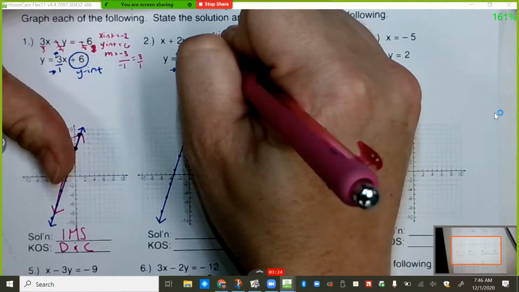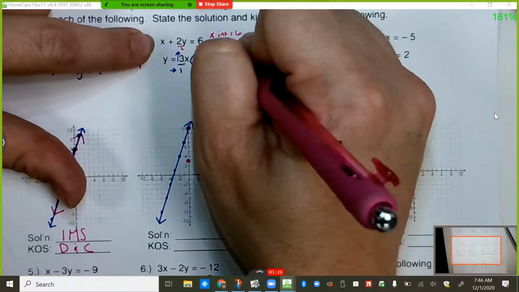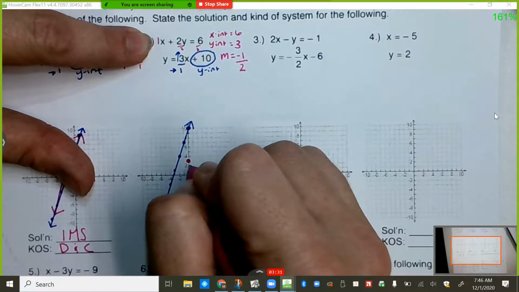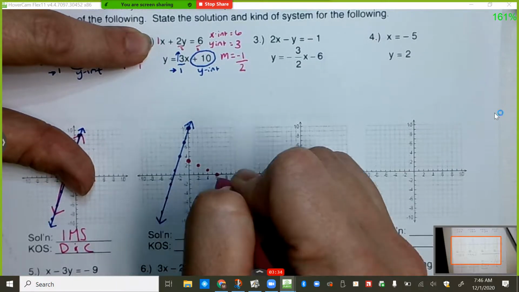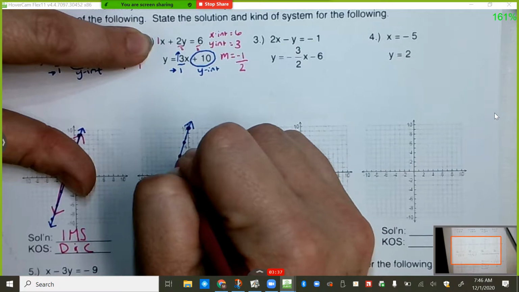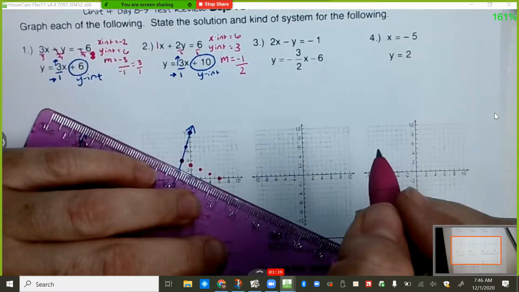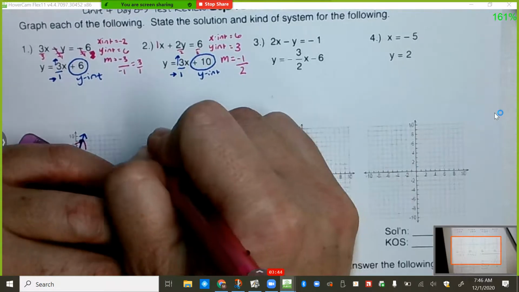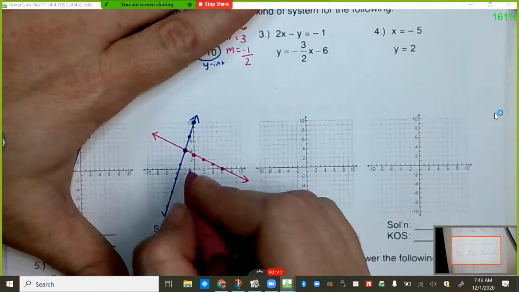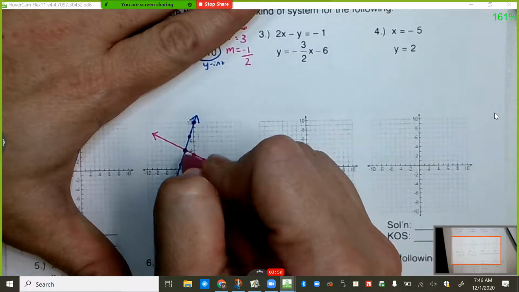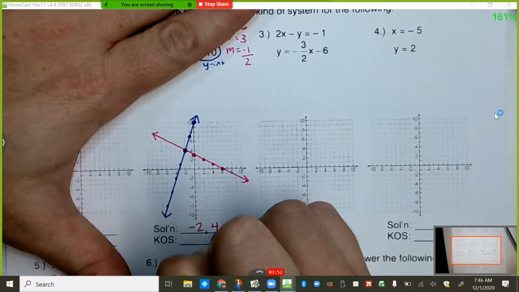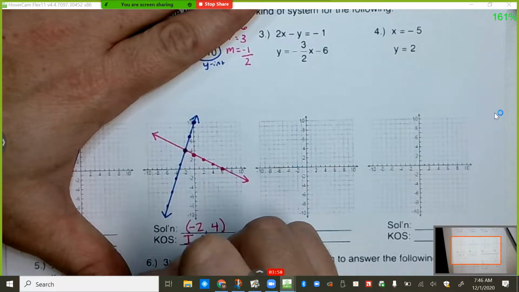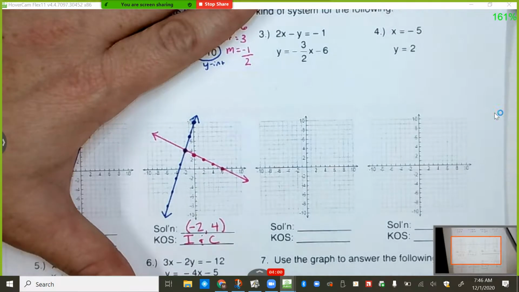Okay, and then slope, if it's opposite of a, well, that's 1. So -1 over +2. So down 1 over 2. Down 1 over 2, and it worked. I can also go up 1, left 2, which is where I find our intersection. Okay, so the solution is where they touch, which is -2, +4. Okay, and the kind of solution is independent and consistent, because there's one solution and there is a solution.